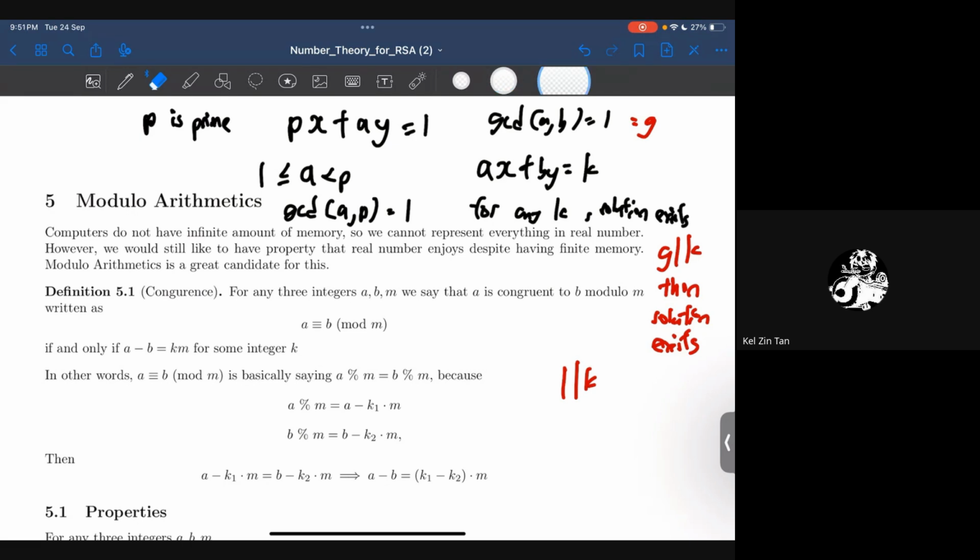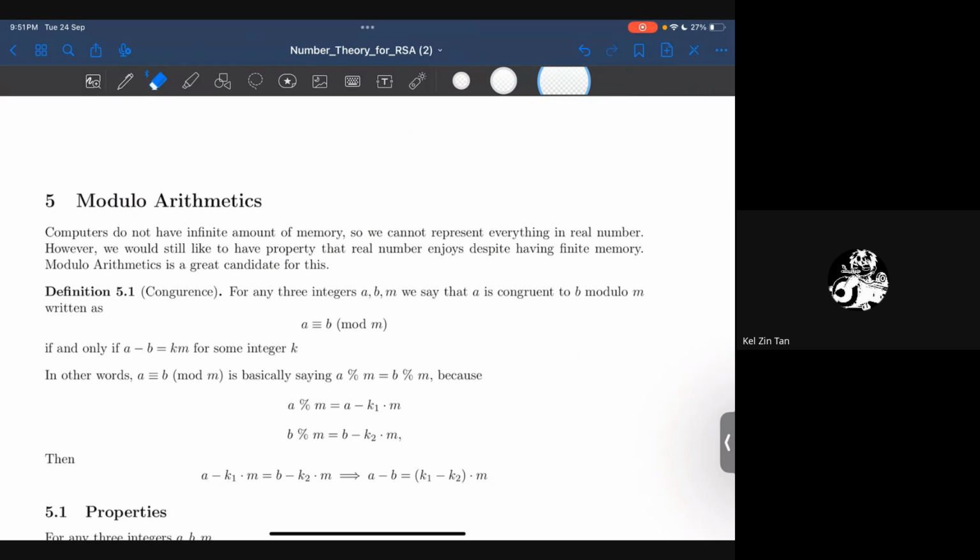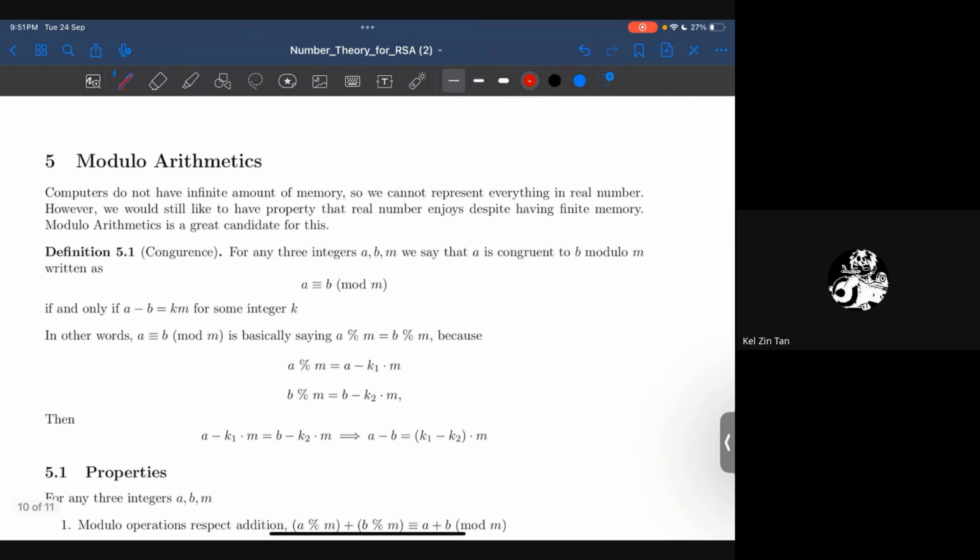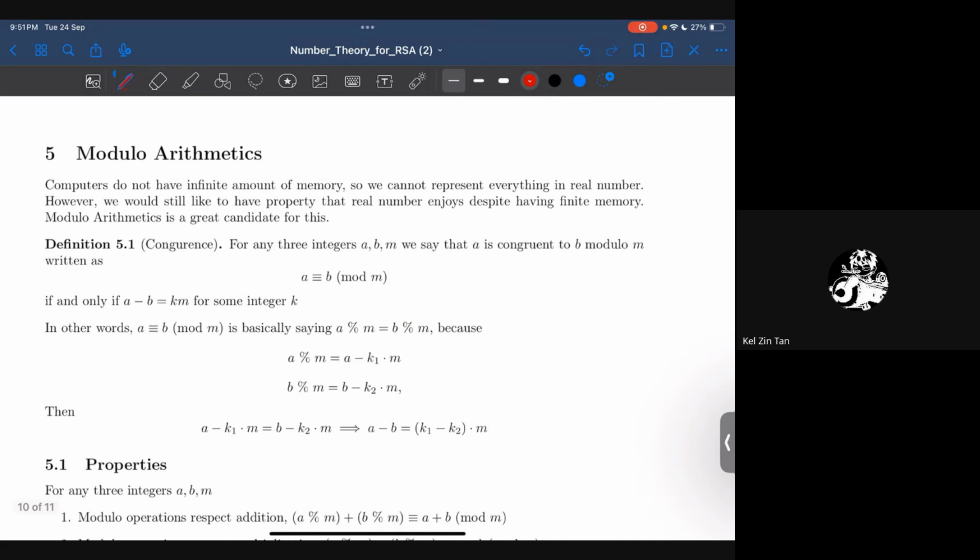Okay, then I'll just briefly run through modular arithmetic, the part that I want to talk about today. So why do we even do modulo? The biggest reason is because we don't have an infinite amount of memory. So we cannot do everything in real numbers, but real numbers have a lot of nice properties. So we want something that also has the very nice properties that real numbers enjoy, but with finite memory. Modular arithmetic is a good candidate for this kind of situation.